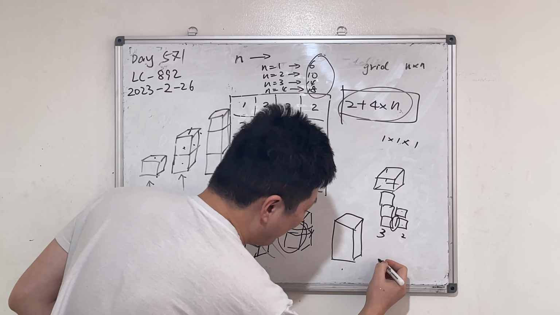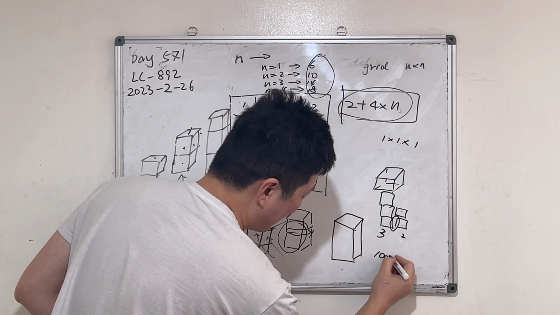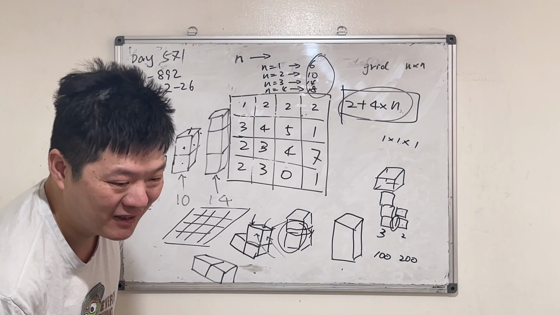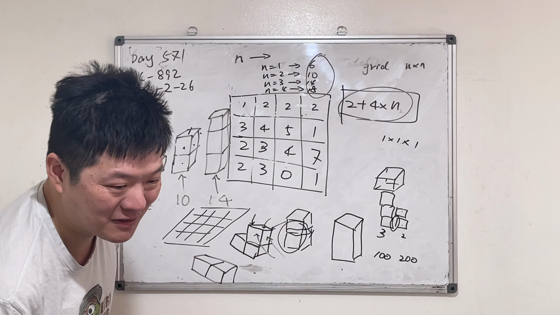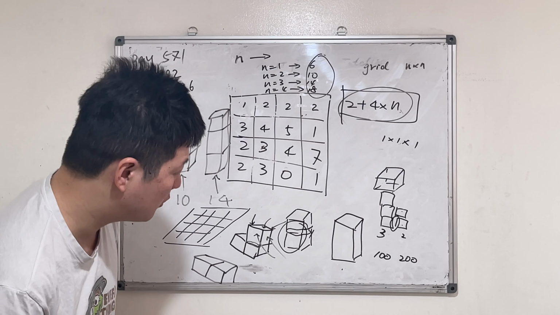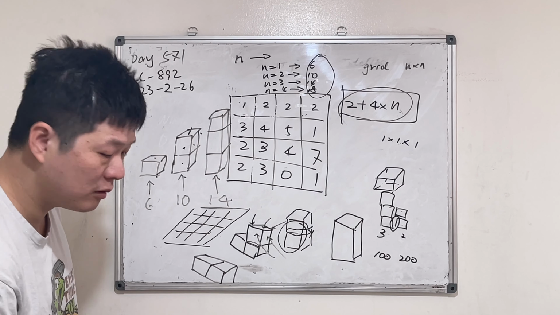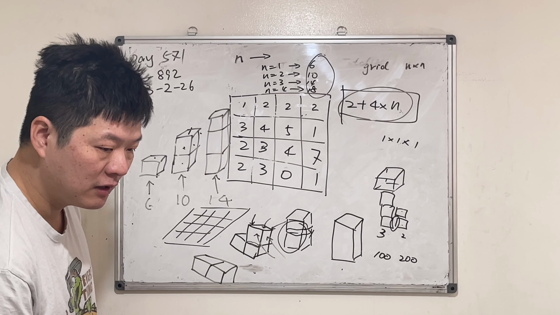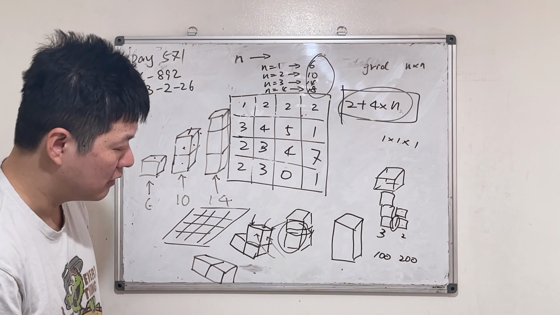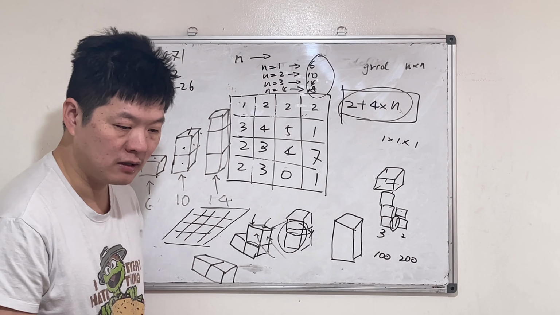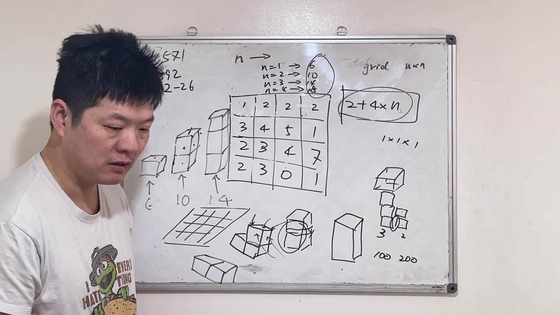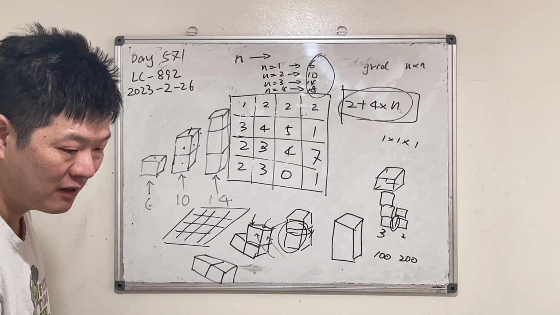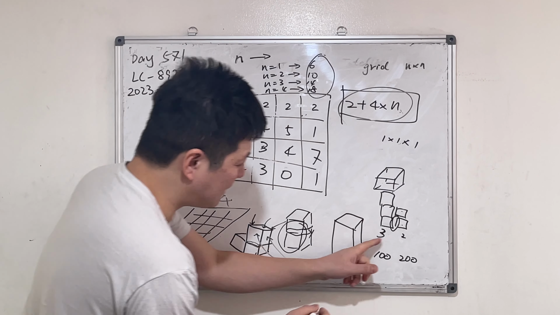How about, I'm not drawing, okay? How about if this is 100 and this is 200? How many surfaces do we need to subtract? Is it 298? Is it 398? Where do you get the 9 from? Nowhere. You said this is 4, yes, you are right.